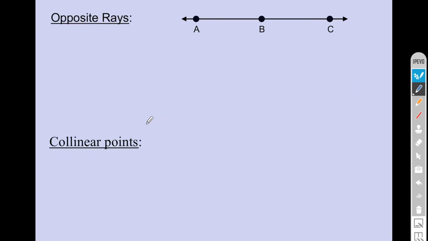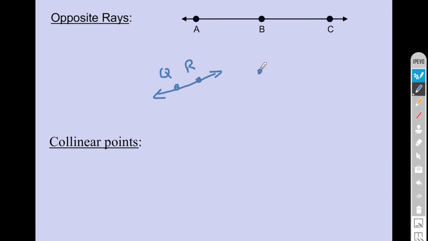Collinear points. Collinear points are points that lie on the same line. So here's our rule: any 2 points are collinear. Are Q and R collinear? Yes, because you can draw a line through any 2 points.